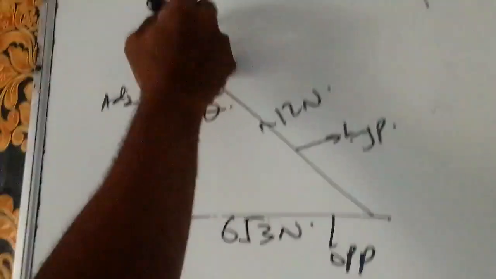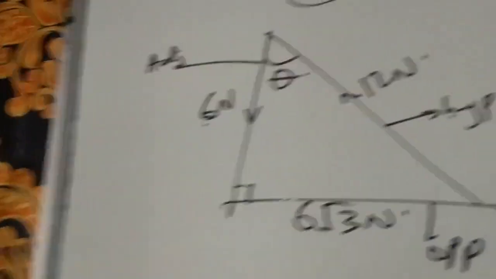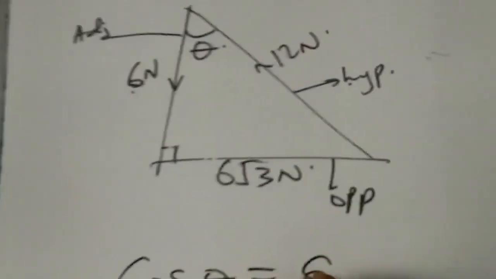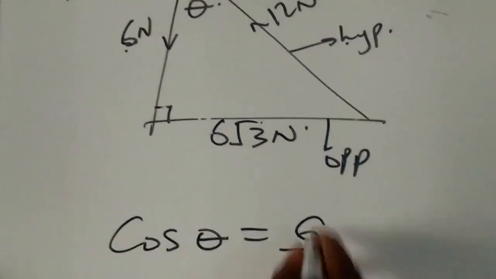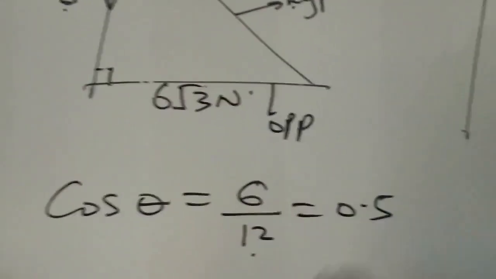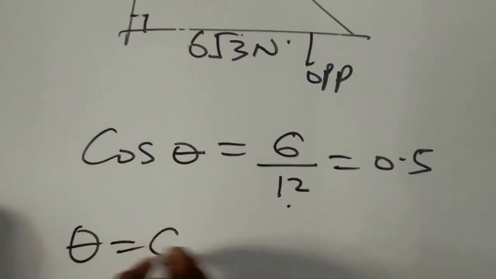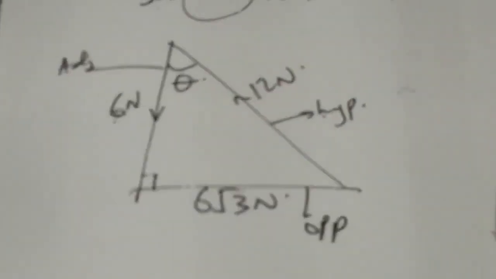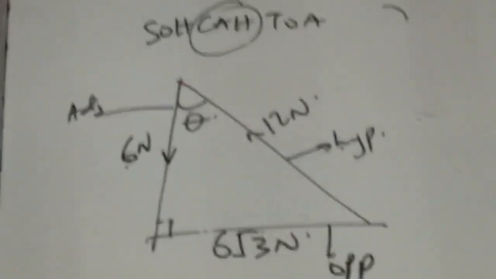I will apply the trig ratio cosine, cos, meant for adjacent and hypotenuse. So I will now say cos theta, the unknown angle, equals adjacent, which is 6, over hypotenuse, which is 12. 6 over 12 is 0.5, half. That means theta now becomes cos inverse of 0.5. We find the cos inverse of 0.5, and that will give us 60 degrees. So the angle theta is 60 degrees.